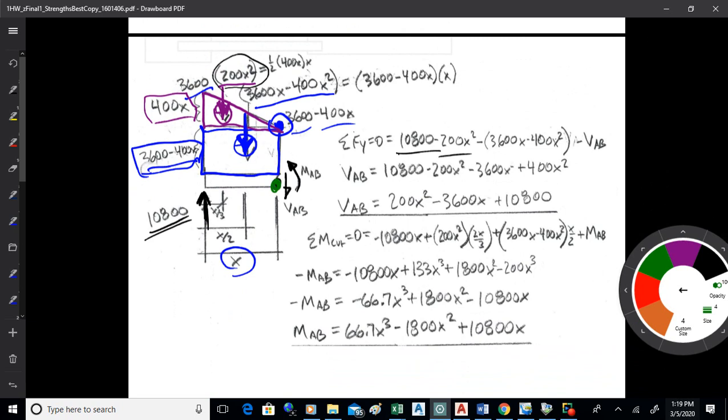You get 10,800 times x, that's negative. And then the 200x squared will be not times x over 3, but it'll be times 2x over 3, because here's the moment arm right there. So that's 2x over 3. That's the moment arm for the triangular load there. And then you've also got a moment arm for the other one here, which is the rectangular load. So that's going to be the 3,600x minus 400x squared times its moment arm of x over 2, which is the distance right there. Okay. And then you got plus MAB. Run through and solve it out, you get MAB when you collect terms and do all that stuff.